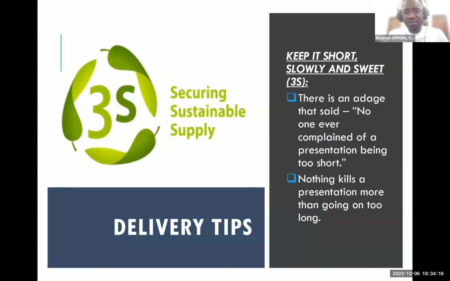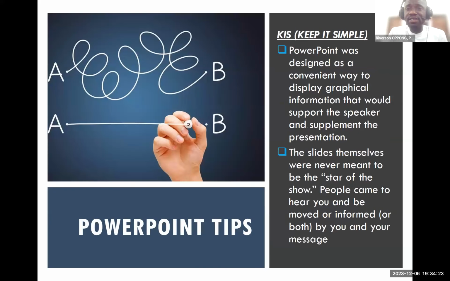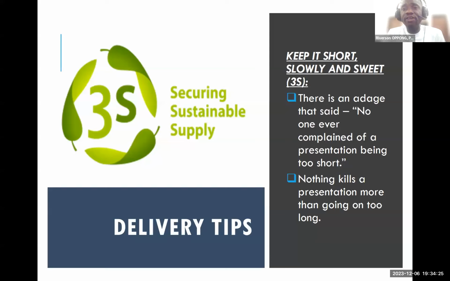Now the delivery tips. What should you look out for when you're delivering a presentation? Again, I said here, make it very simple, and I repeat it here, make it short, slowly, and sweet. And this was adapted by a company called 3S, Securing Sustainable Supply. You are securing a sustainable supply or delivery by keeping your presentation short, slowly, and sweet. So you don't want to rush, talk fast, and go through it, and nothing is heard by the audience.